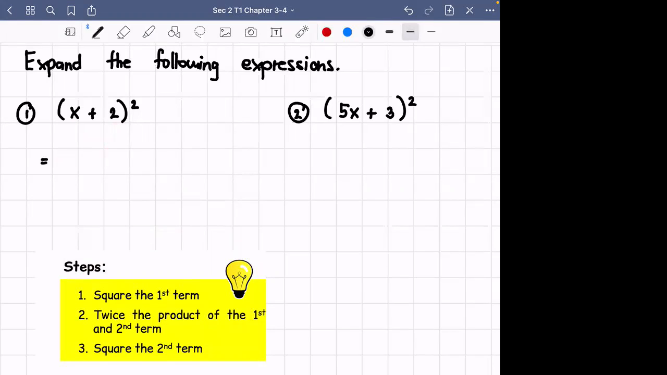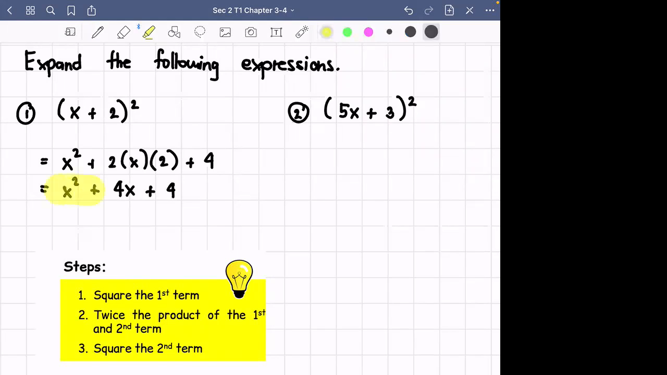So this is equal to, what is the square of the first term? Basically just square x, so x squared. The second step is to remember twice the product. It's always twice, so it's always times 2, times the first, which is x, and then the second, which is 2. Then plus the square of the second term. What's the square of 2? It's 4, right? So we have x squared plus 4x plus 4. That's it. Do you have any question?